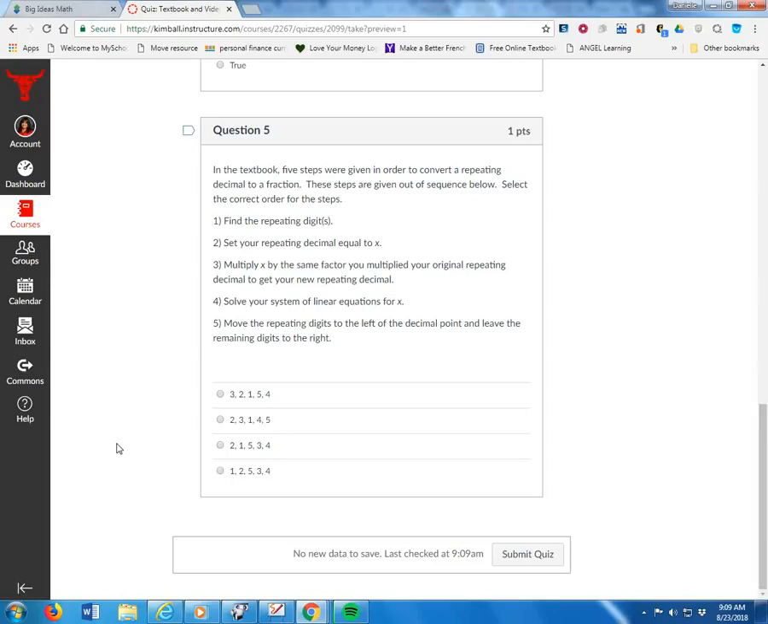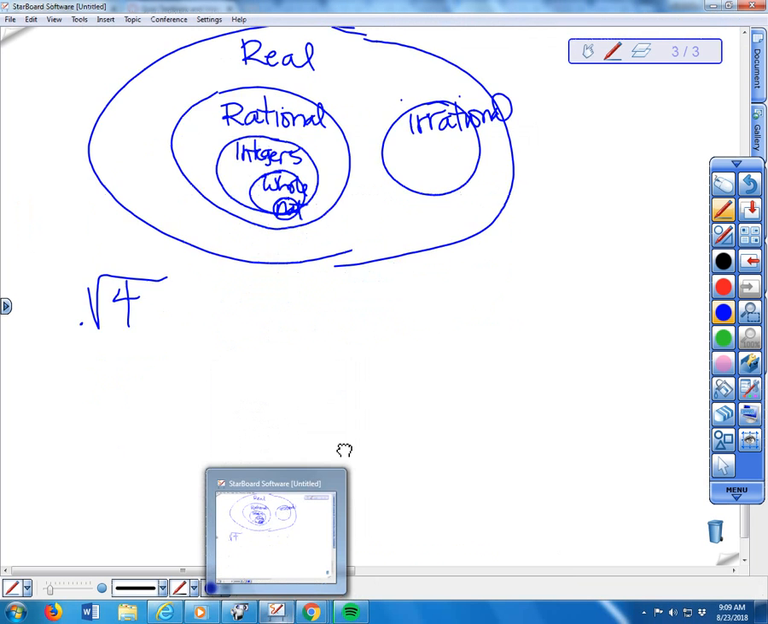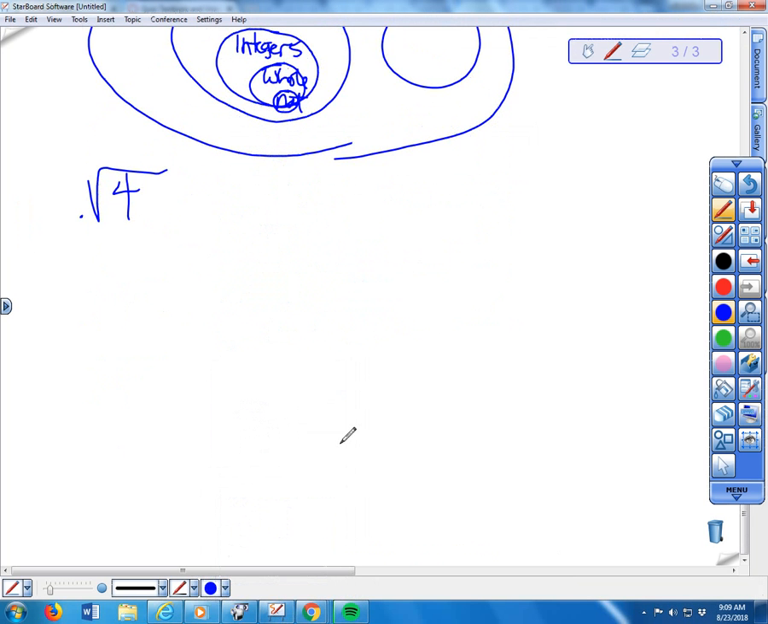I want to do a quick example of how to convert a repeating decimal to a fraction, because you're going to have a couple web work problems on there. Is that okay if I take a minute to do an example? Okay. I might do 2 examples, and then I'll turn you loose.